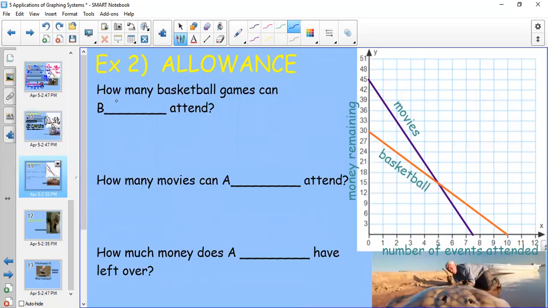Okay, so we had Jimmy here and my sister Jessie. Fill in those really quickly. All right, so how many basketball games can Jimmy attend? So let's look at our basketball games. He started with $30. When did he run out of money? That was at 10 games.